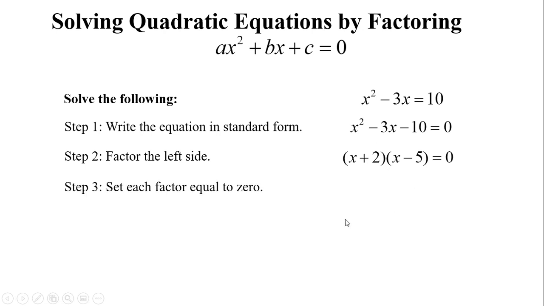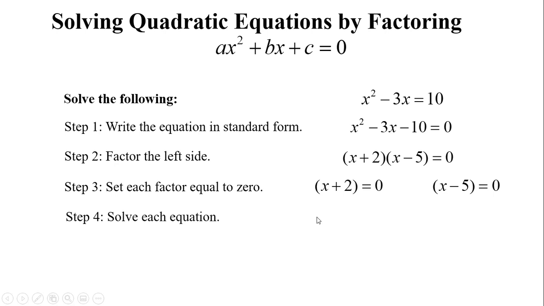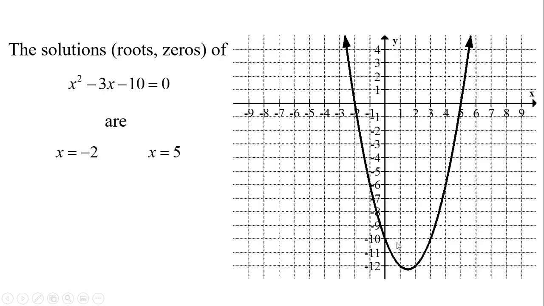The next step then is to set each factor equal to 0. We're using what's called the zero product property, which says if I multiply two things together and get 0, one of those factors has to be 0. So either x + 2 has to be equal to 0 or x − 5 has to be equal to 0. So then we'll solve each of those little equations and we'll get our two solutions: x = −2 and x = 5.